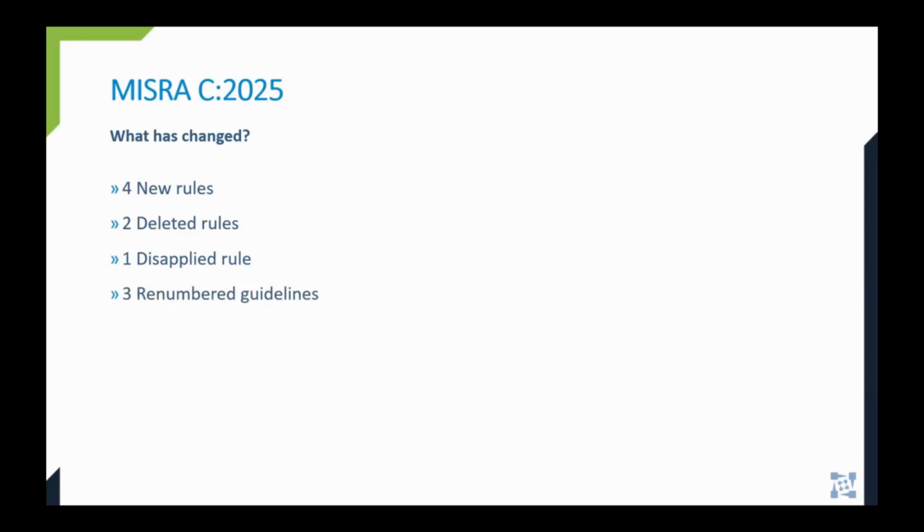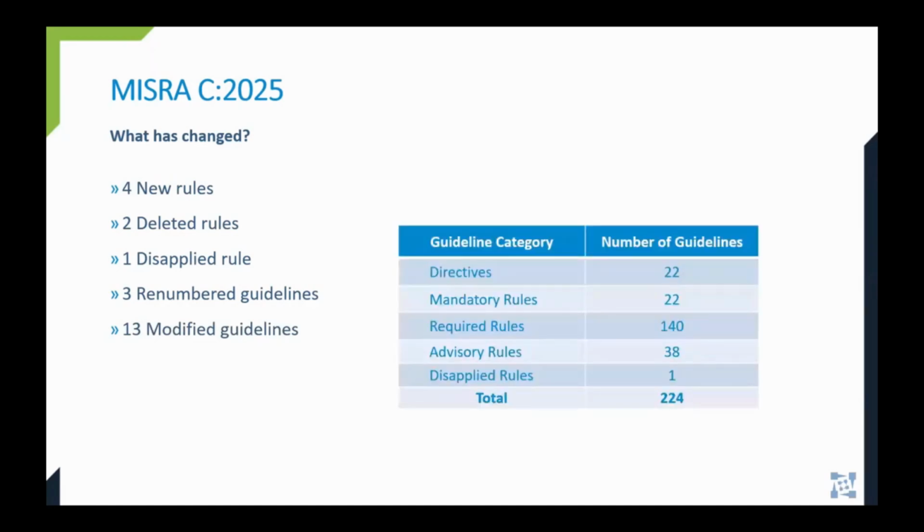3 rules have been renumbered, which means they have been moved in the document to more appropriate sections. And 13 other rules have been modified. This gives us the total number of 224 guidelines in the new MISRA C document.